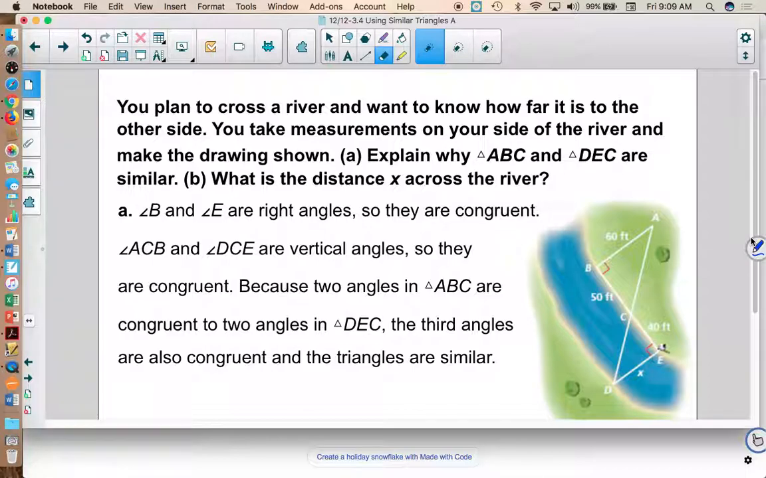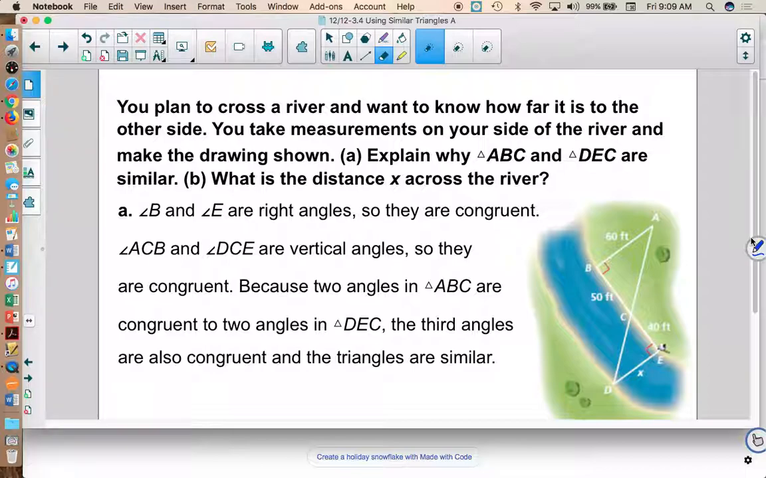You plan to cross a river and want to know how far it is to the other side. You take measurements on your side of the river and make a drawing as shown. Explain why triangle ABC and DEC are similar. And then it wants to know what is the distance across the river. Why are they similar? And what is the distance across?